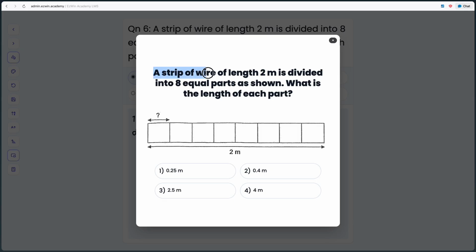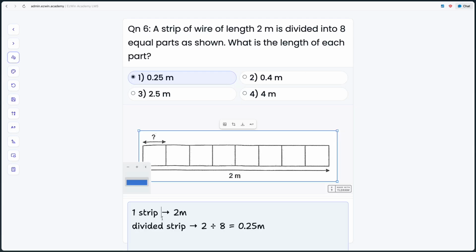Question number 6. A strip of wire of length 2 meters is divided into 8 equal parts as shown. What is the length of each part? So in this case, pretty straightforward. We have one strip which is 2 meters, and we divide the strip with 2 meters divided by 8, right? And what would this give us? This will give us 0.25 meters. Okay, so this is just a simple division. All right, that's it. Let's move on to the next question.